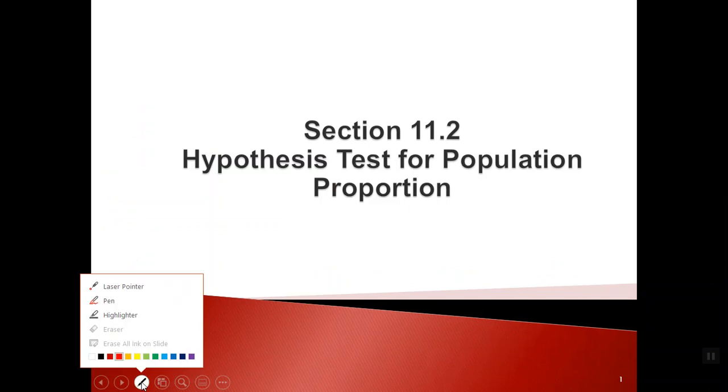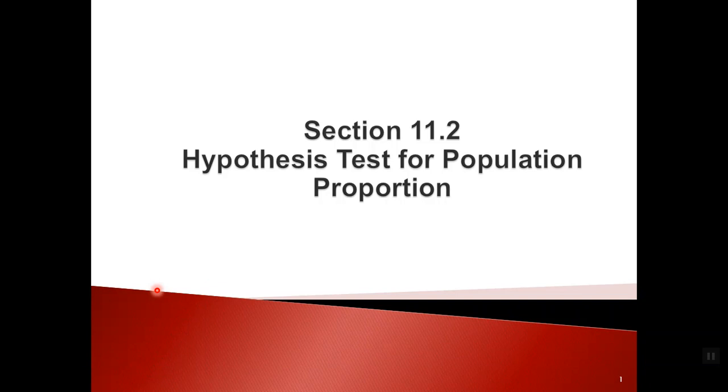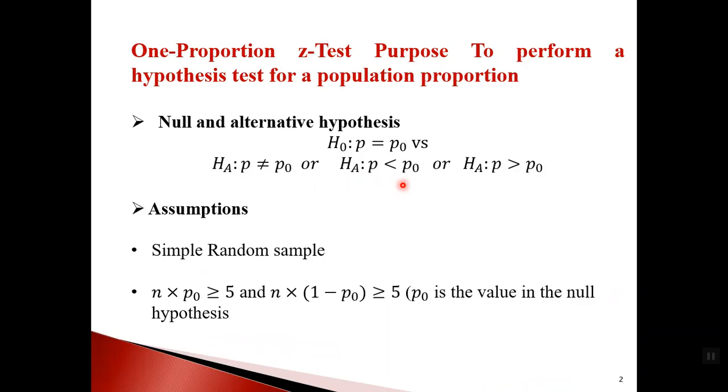Today we have to go through section 11.2, which is hypothesis test for population proportion. In this section, we are going to perform our hypothesis test based on population proportion. For hypothesis testing, you already know that we define a null hypothesis and alternative hypothesis.